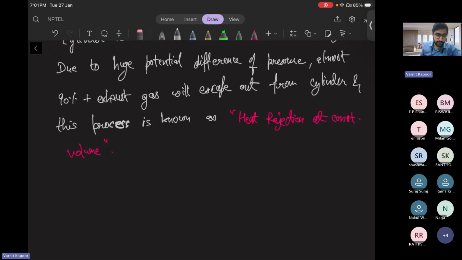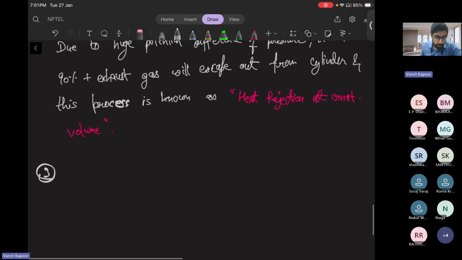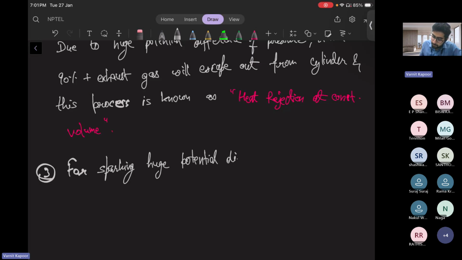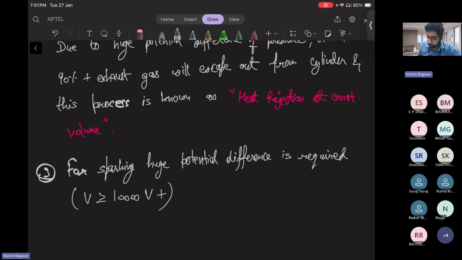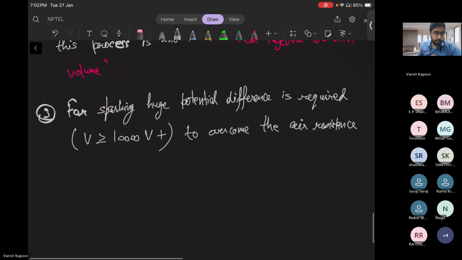Next, for the spark plug also I'll write. Next point. For sparking, a huge potential difference is required, which can generally be greater than 10,000 plus volts, to overcome the air resistance which is present in the spark gap.